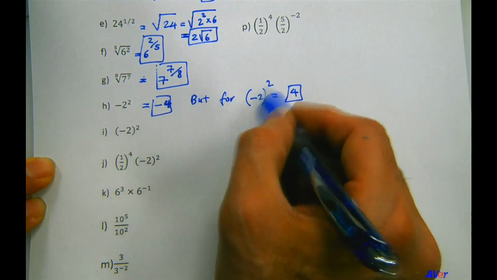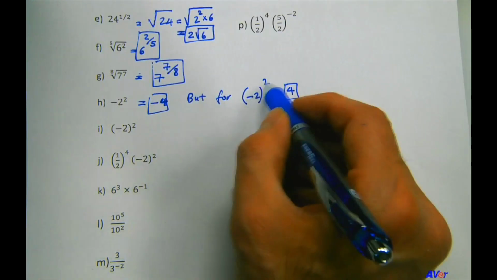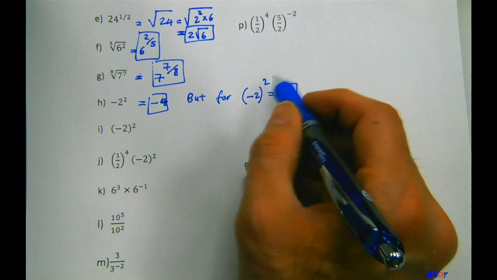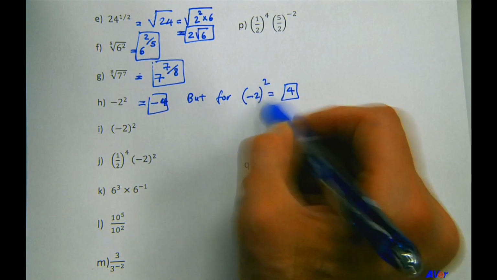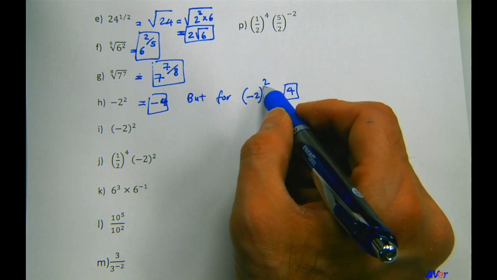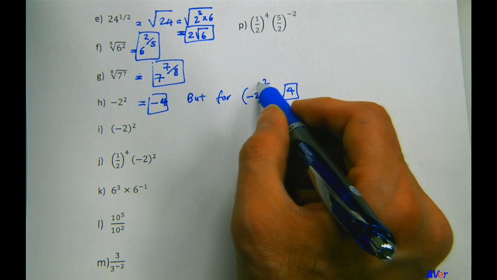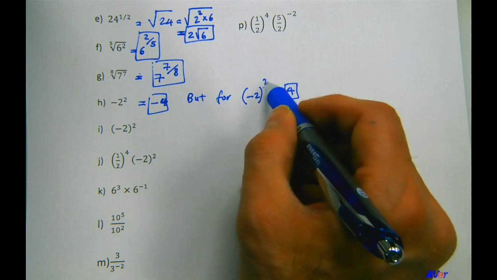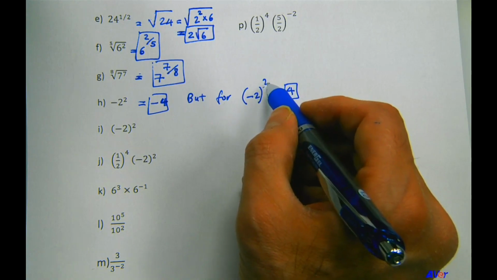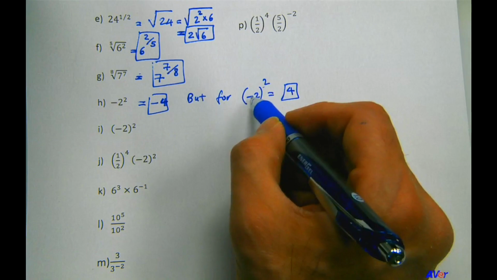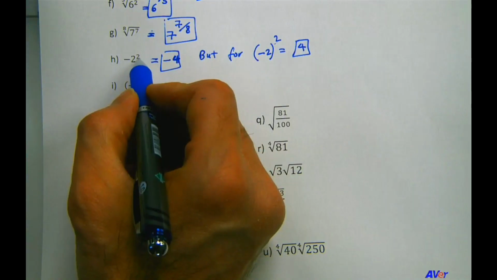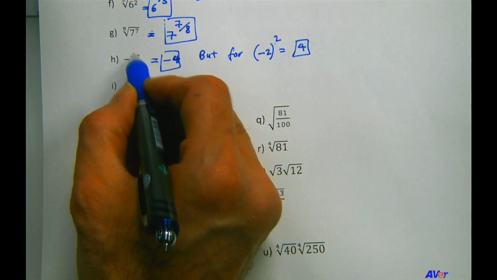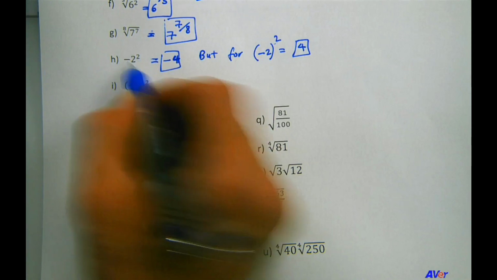Negative raised to any even power drops out. So if the power on the outside is 2, 4, 6, 8, 10, this negative will go away. If it's an odd number, it stays. So if this power is odd, like 1, 3, 5, 7, 9, 11, and so on, this negative stays. It does not get canceled out. But here, because there's no parentheses, the power applies only to the 2, not to the negative.